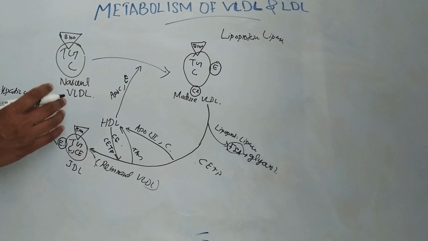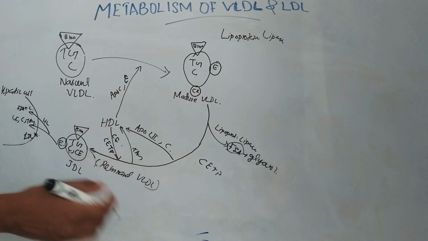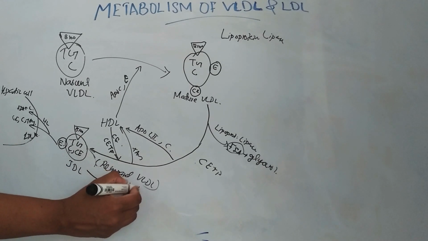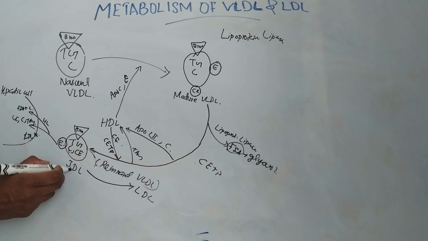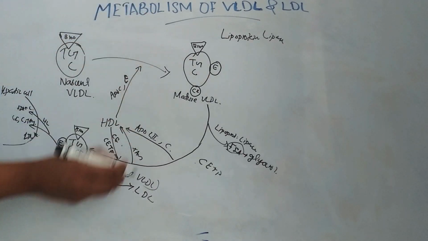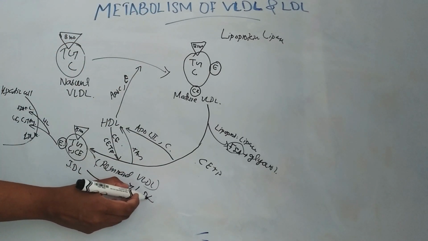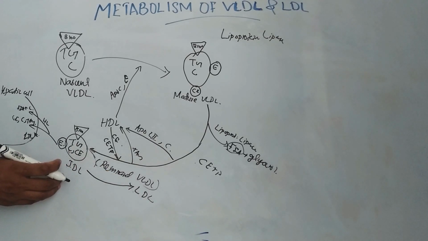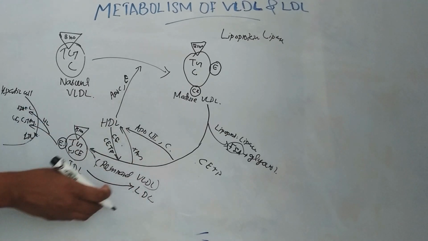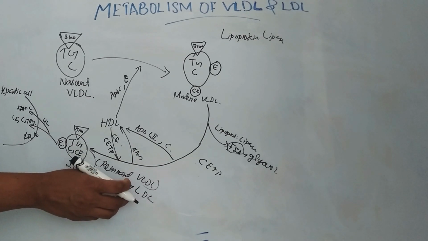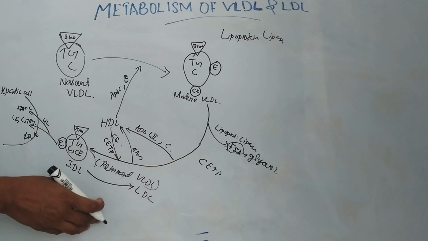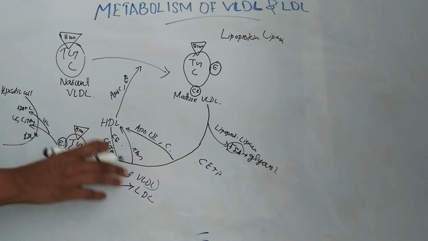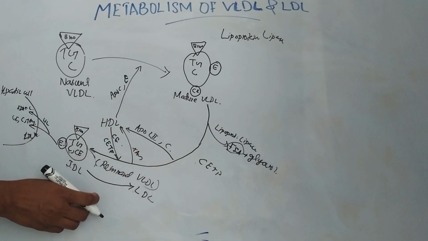So the majority of the IDL is converted to LDL, that is low density lipoprotein. This is intermediate density lipoprotein. VLDL means very low density lipoprotein. LDL is low density lipoprotein. The function of LDL is to transport cholesterol from liver to peripheral tissues.